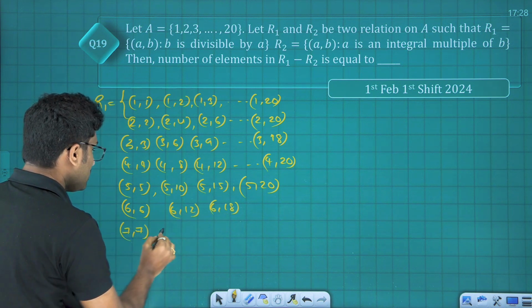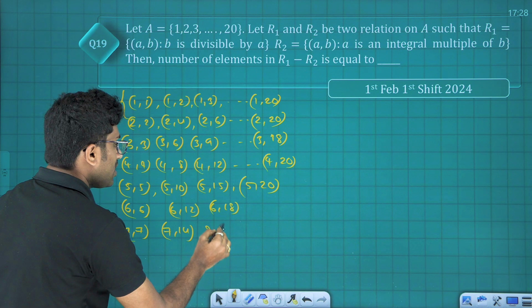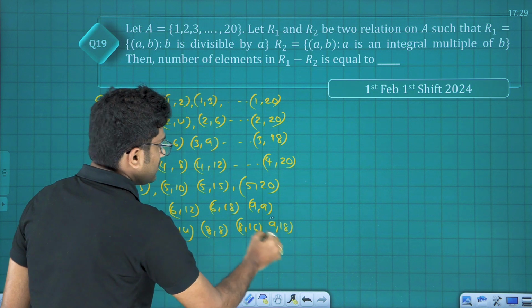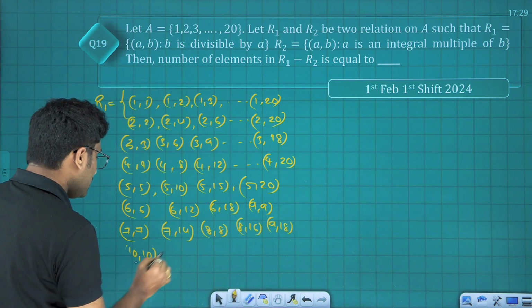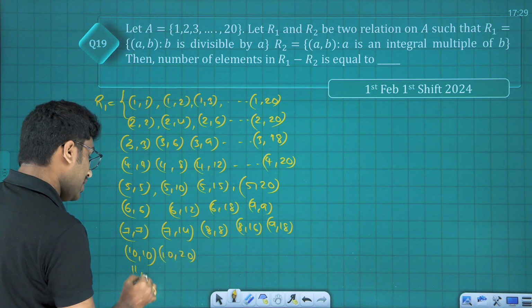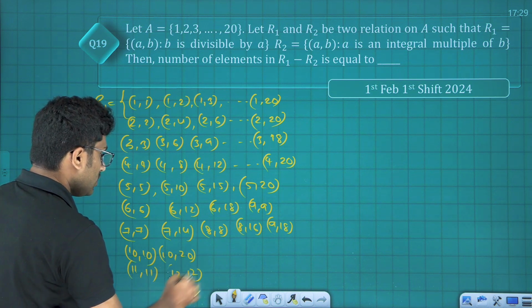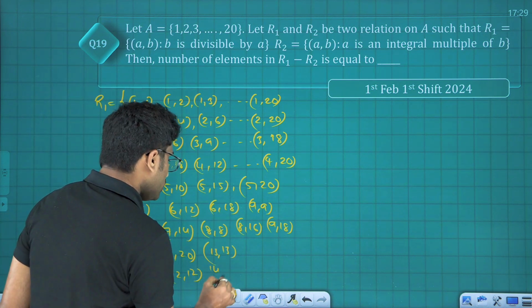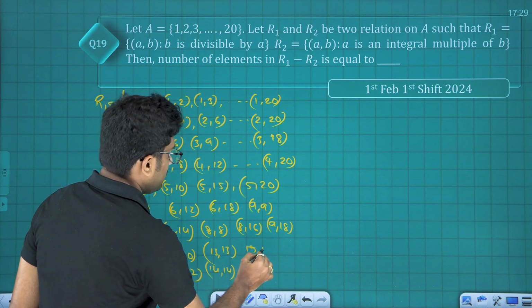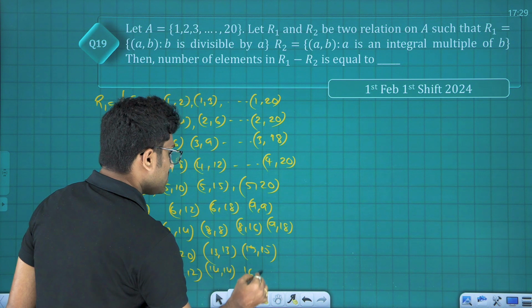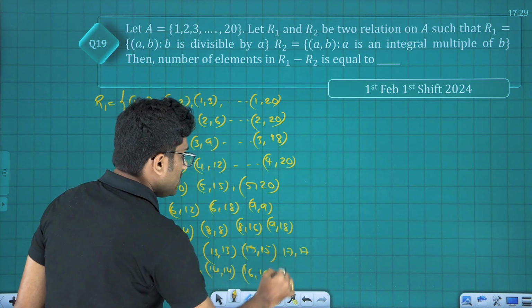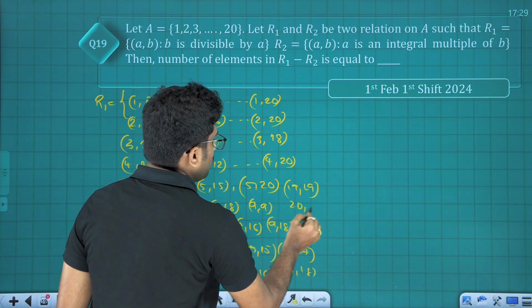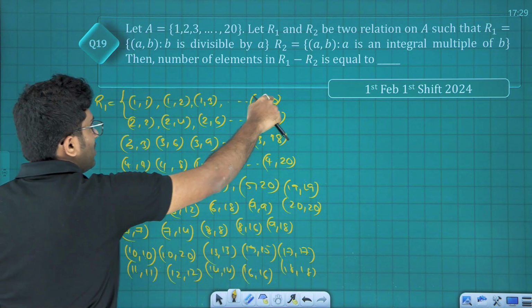7 comma 7, 7 comma 14, 8 comma 8, 8 comma 16, 9 comma 9, 9 comma 18, 10 comma 10, 10 comma 20, 11 comma 11, 12 comma 12, 13 comma 13, 14 comma 14, 15 comma 15, 16 comma 16, 17 comma 17, 18 comma 18, 19 comma 19, 20 comma 20. So 20 elements till here.